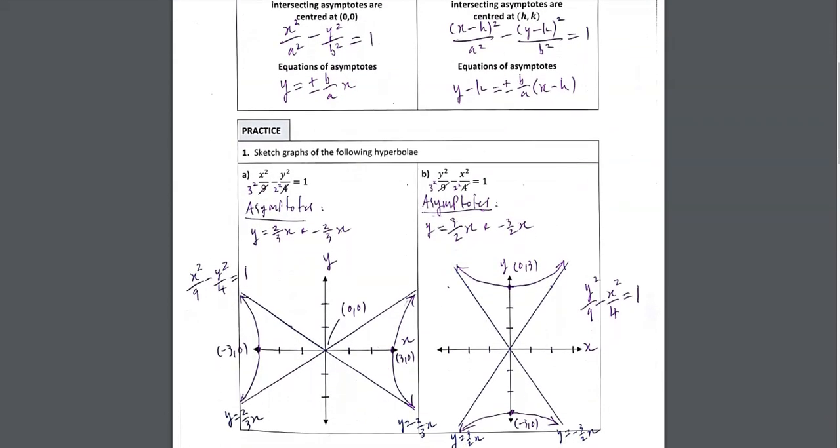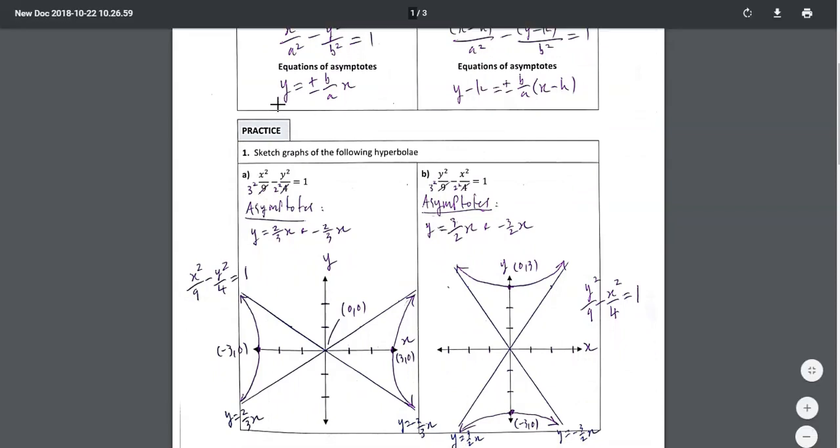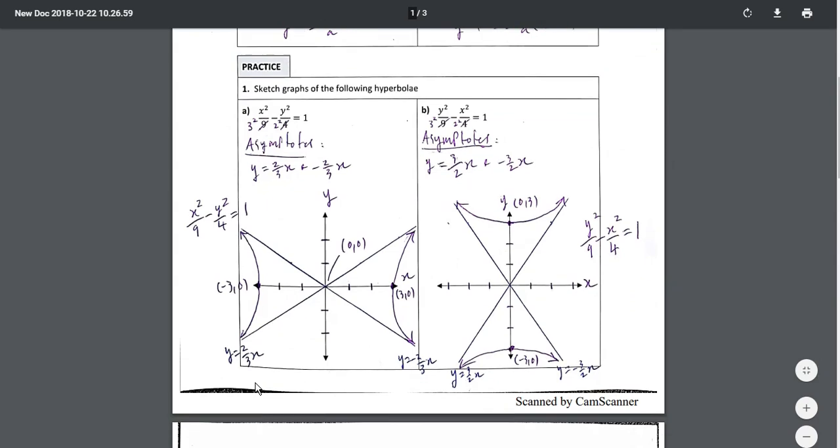Oh, and one more thing. The general form of the equation of the asymptote, if it's centered at the origin, is this, which is simpler, okay? And that's simply because k and h are equal to 0. And if you put k and h in there equal to 0, you get this thing here, okay? All right, so let me scroll up a little.